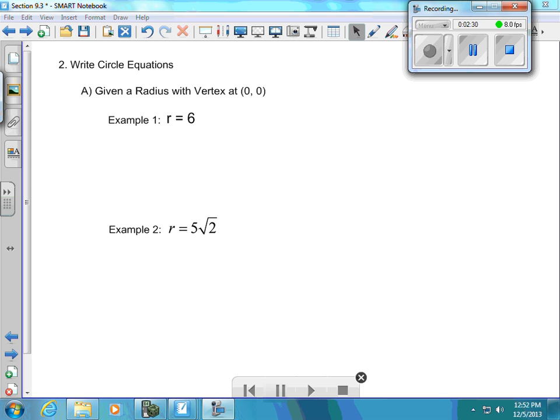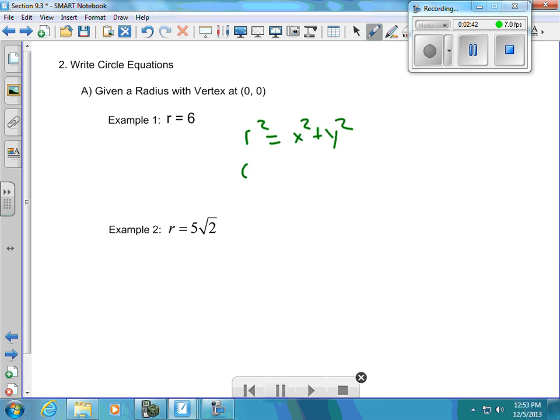Okay, what if we want to find an equation of a circle with a radius of 6? r squared equals x squared plus y squared. r is 6. 6 squared equals x squared plus y squared, or 36 equals x squared plus y squared. There's your equation.